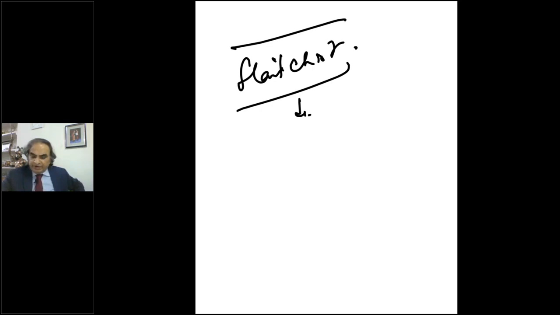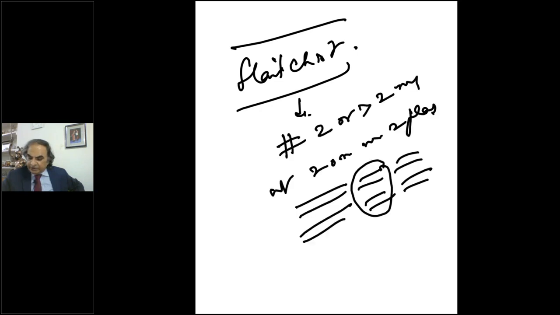Flail chest is when you have fracture of two or more ribs at two or more places. So naturally, you have a segment which is flail. This is the flail segment. The flail segment would make it a paradoxical respiration because the segment is not a part of the chest wall anymore. And when it is flail, we need to manage it by providing the patient all the trauma related ATLS protocol, which we don't want to discuss here, and then IPPV, which will serve as an internal pneumatic splint.